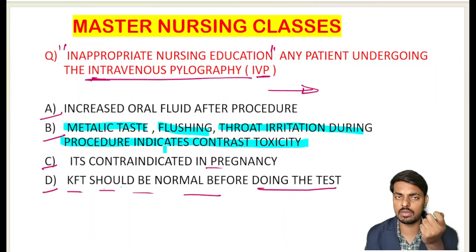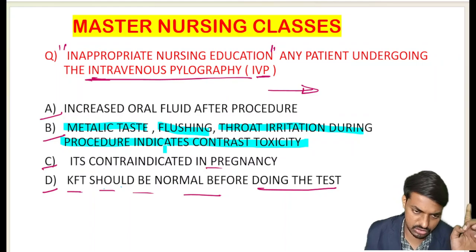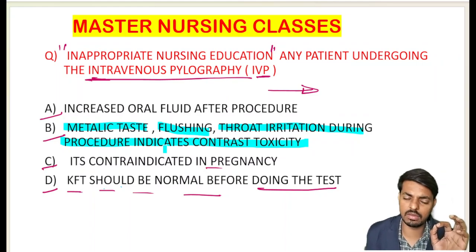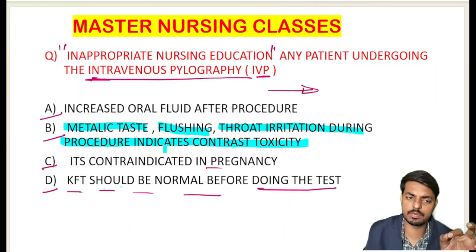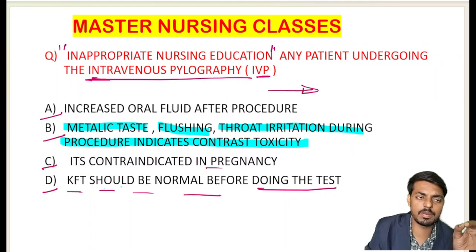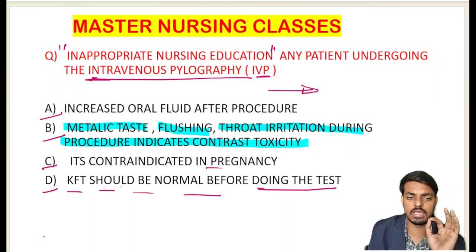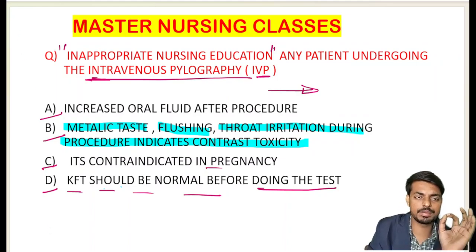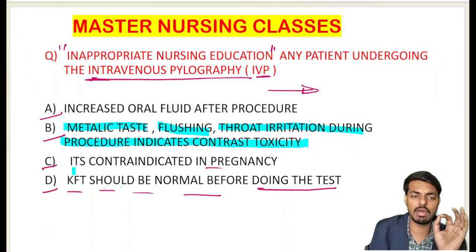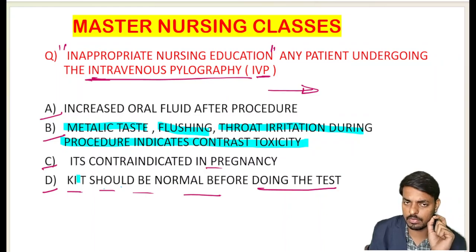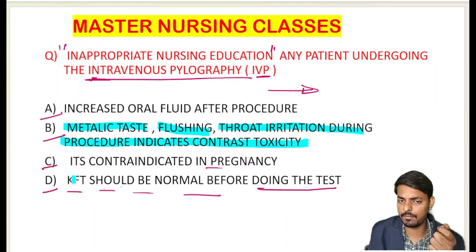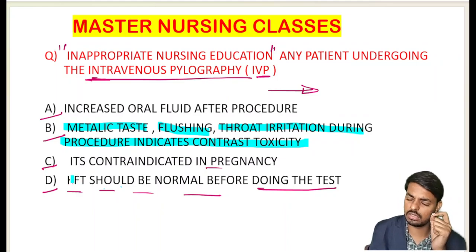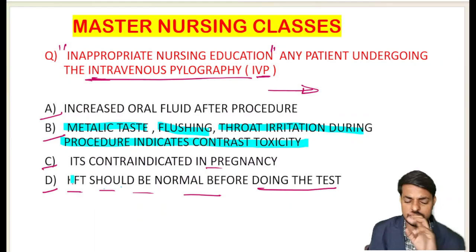And very importantly, we need to ensure that the renal function test is normal before doing intravenous pyelography. And in pregnancy, injection of contrast, all kinds of contrast, is contraindicated. So option C is also correct, appropriate education only. If the lady is pregnant, we will ask the pregnancy history before injecting the dye, because injection of the dye in pregnancy is contraindicated.